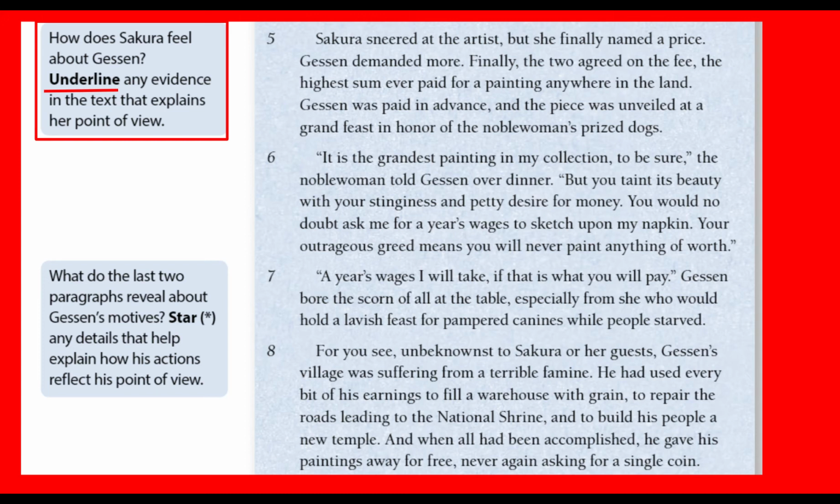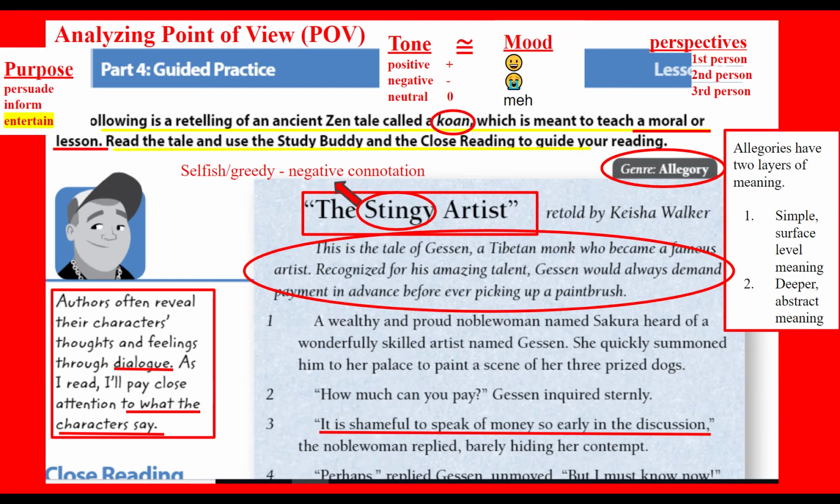All right, guys, so I'm assuming that you're back and that you have reread The Stingy Artist for a second time, and now you are ready to look at the evidence that you found in the text that explains Sakura's point of view about Jeshin. So let's take a look at it. The first piece of evidence that I underlined was actually on the previous slide, so I'm going to take us back to paragraph 3. The first thing that I underlined was that it is shameful to speak of money so early in the discussion, right?